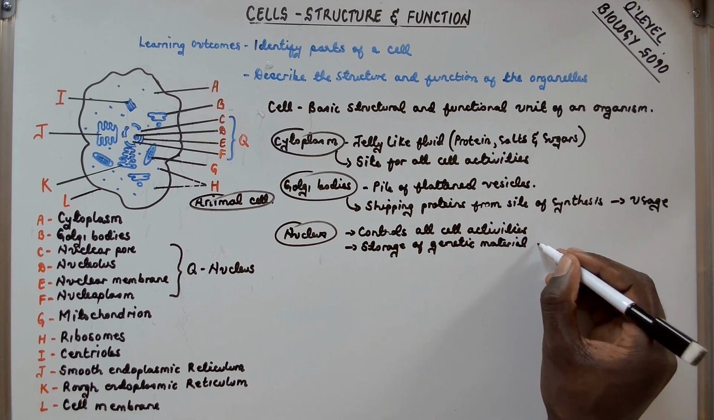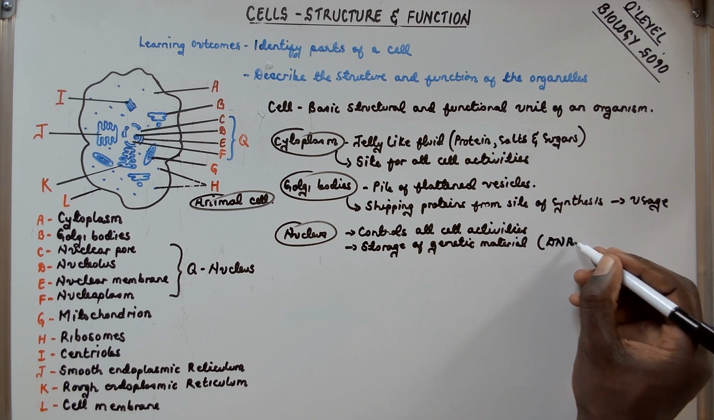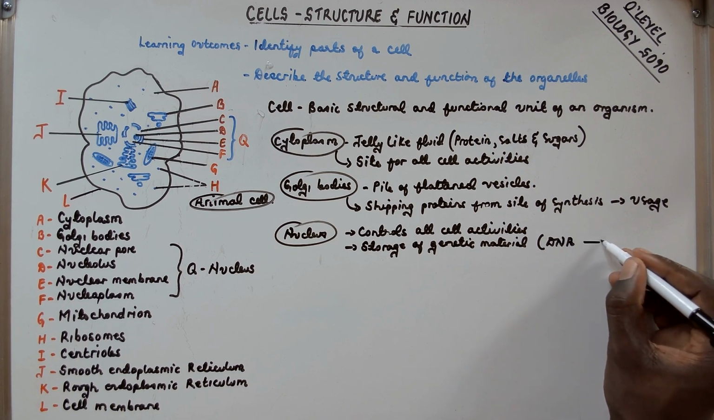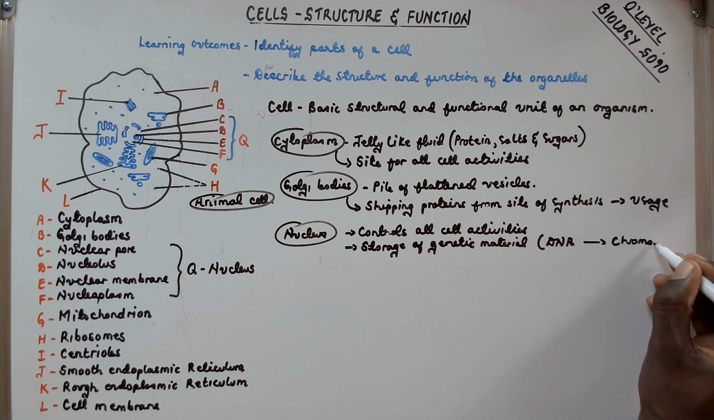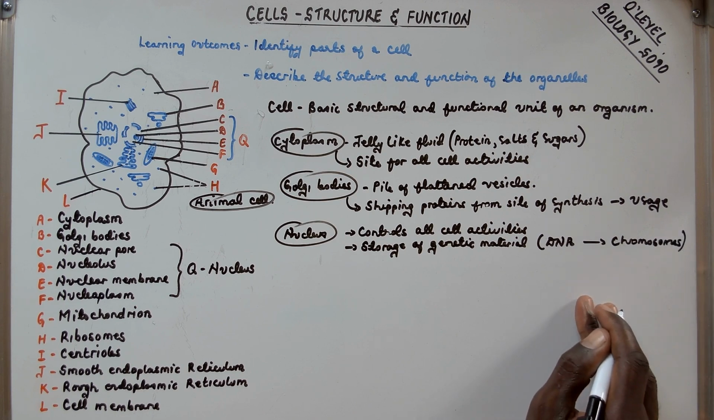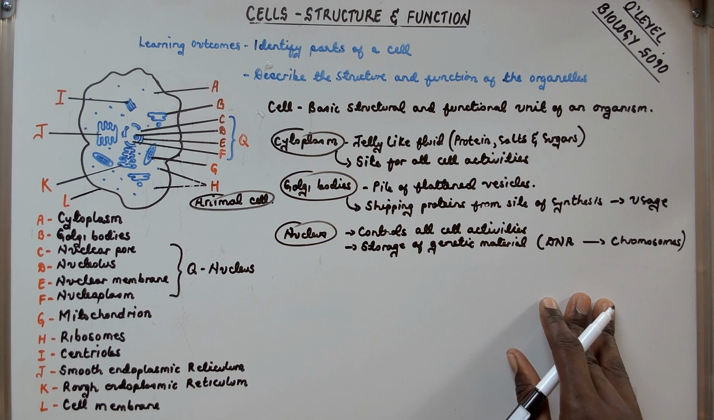What is the genetic material? Just looking at the DNA, wrapped around to form chromosomes. It also has the nuclear membrane, which allows this organelle to be called a double membraned organelle. The nucleoplasm is just a fluid found within the nucleus.